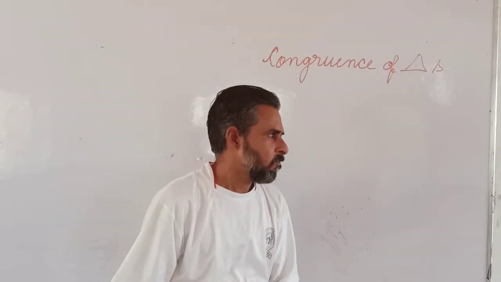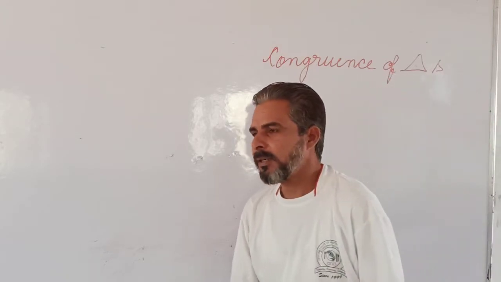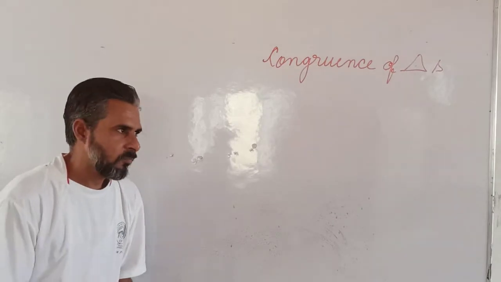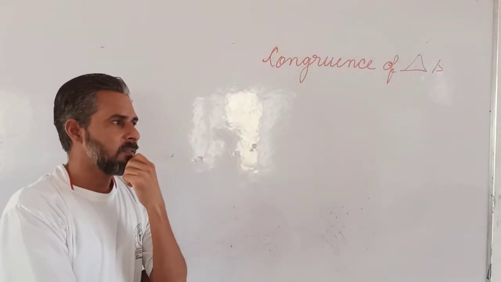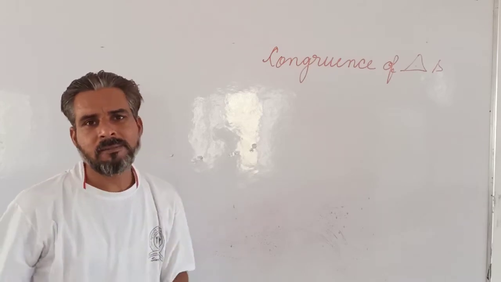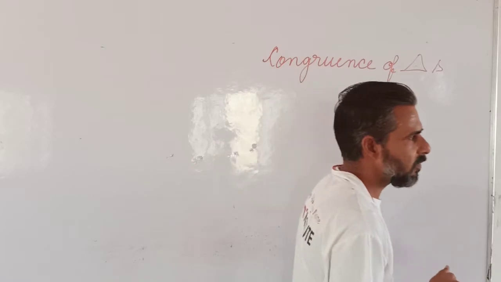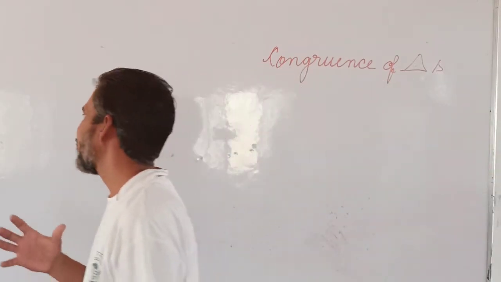Yesterday we discussed the properties of triangles. Yesterday I told you that the properties are very important in the higher classes. I think from 6th onward we have the congruence of triangles, and we have this congruence of triangles till 9th. So first of all we will discuss the congruence.